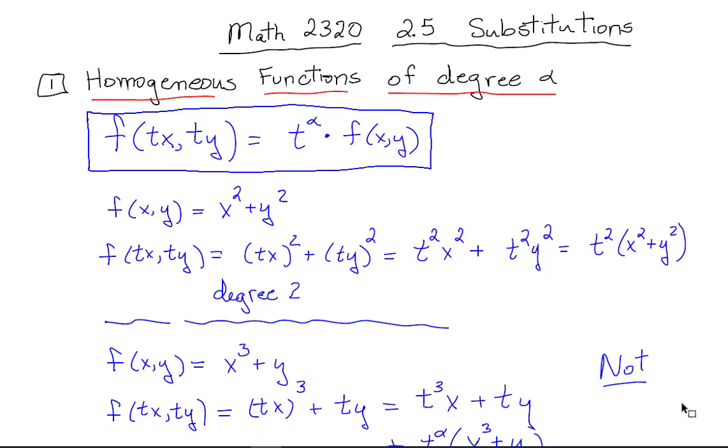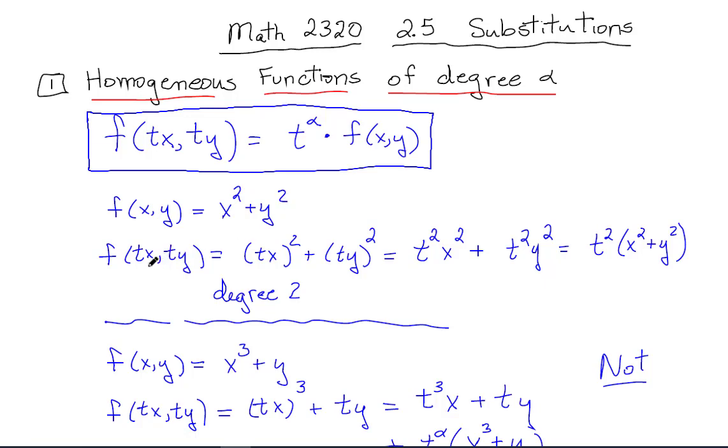Now, in our first set, we're looking to see if a function is homogeneous of a particular degree. So what does that mean? What that means is the following. If we plug in tx, ty into our function, and if the output is t raised to a power times the original function. So for example, f of x and y is x squared plus y squared.